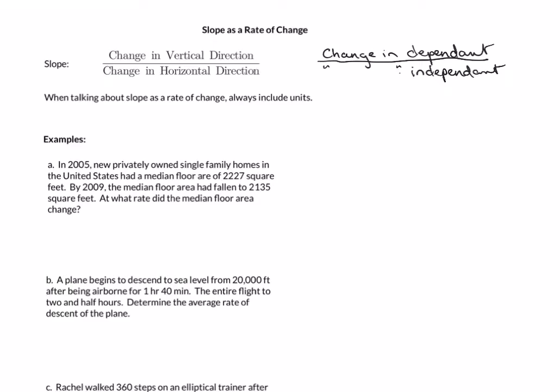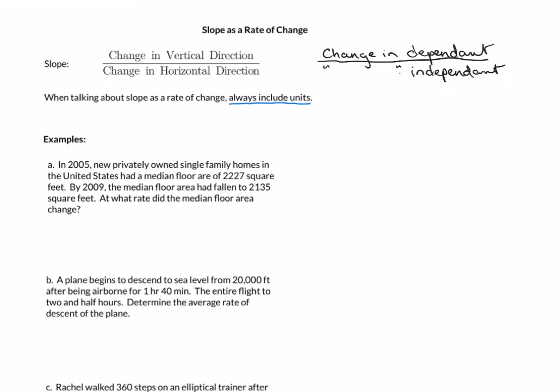Now, the main difference between slope as a rate of change and slope is that when we talk about slope as a rate of change, you need to make sure that you always include units. We're going to be talking about this in terms of application problems. And so when we talk application problems, we always want to make sure we include correct units. Okay, so let's go ahead and look at some examples.